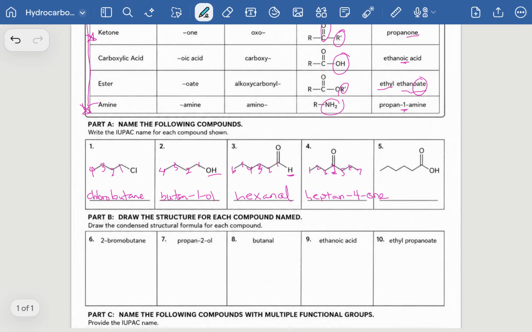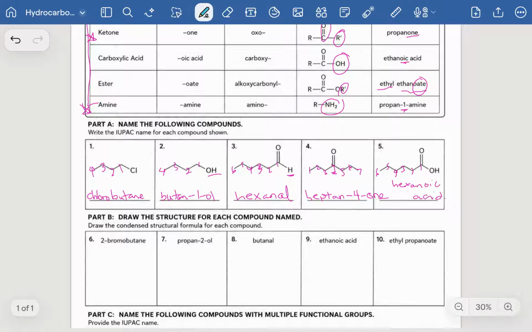This last one is a carboxylic acid. This is carbon 1. Carbon 1 is always attached with the acid with that OH group and that double bond oxygen. So 1, 2, 3, 4, 5, 6. This would be hexanoic acid.